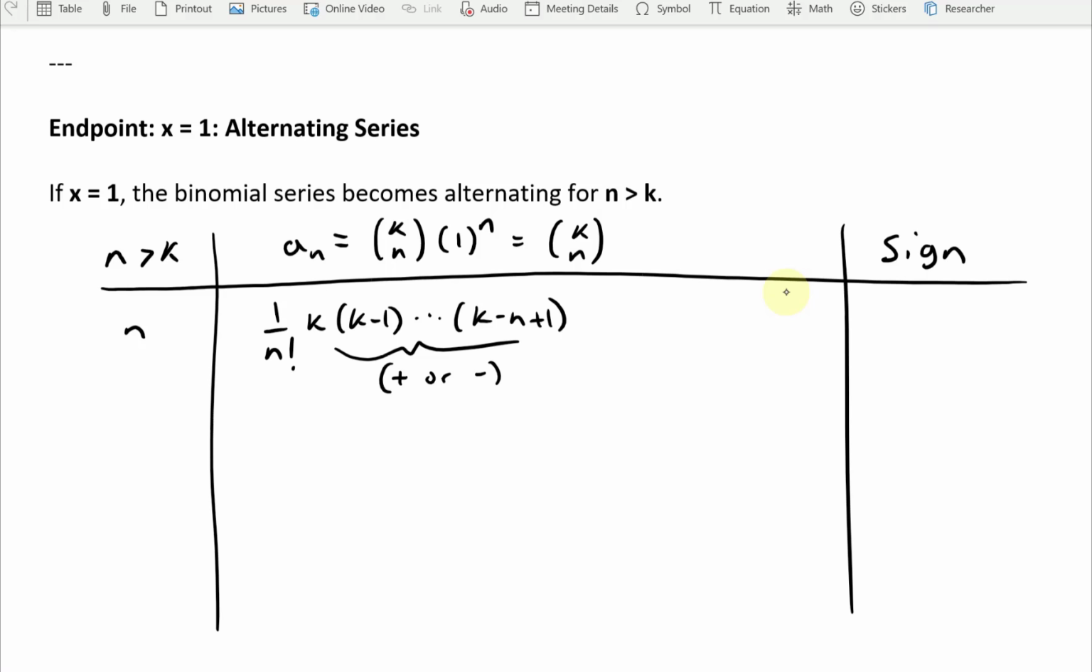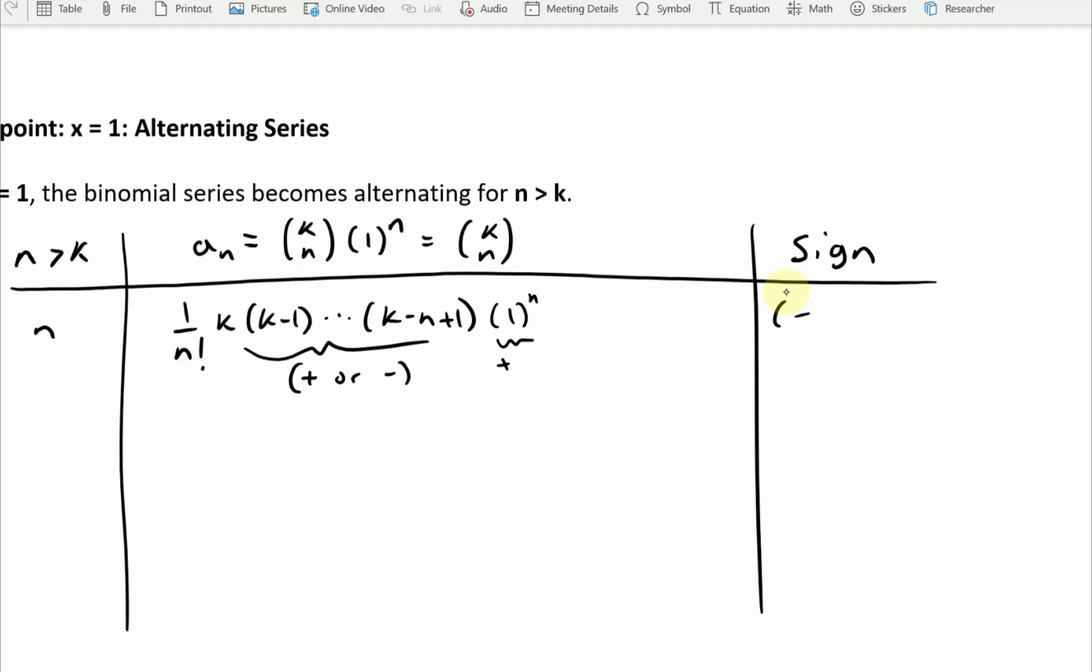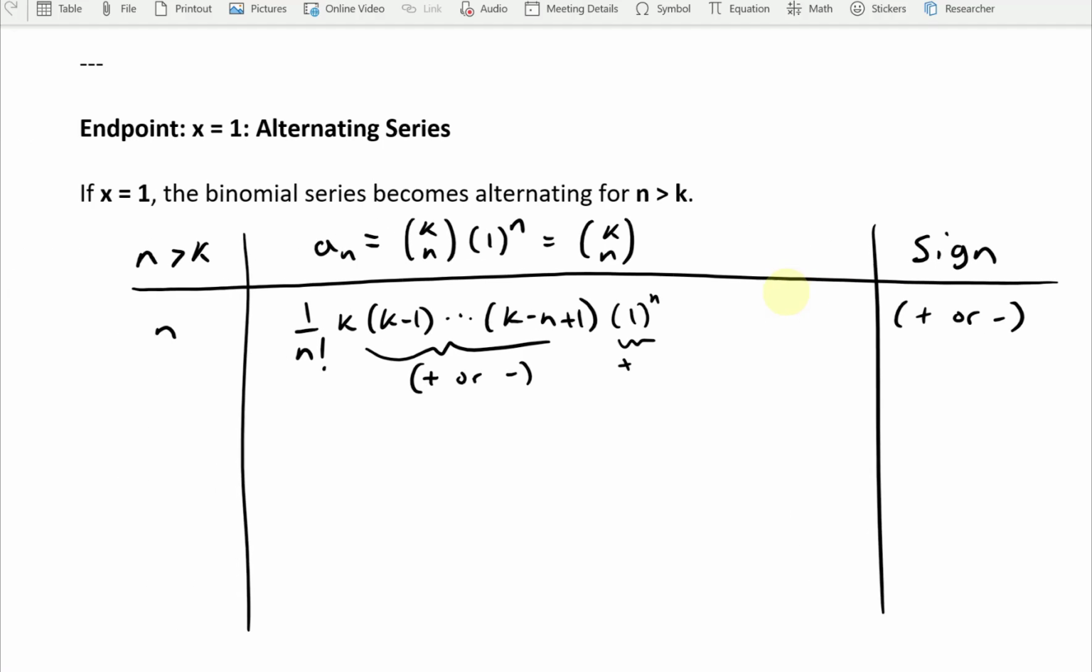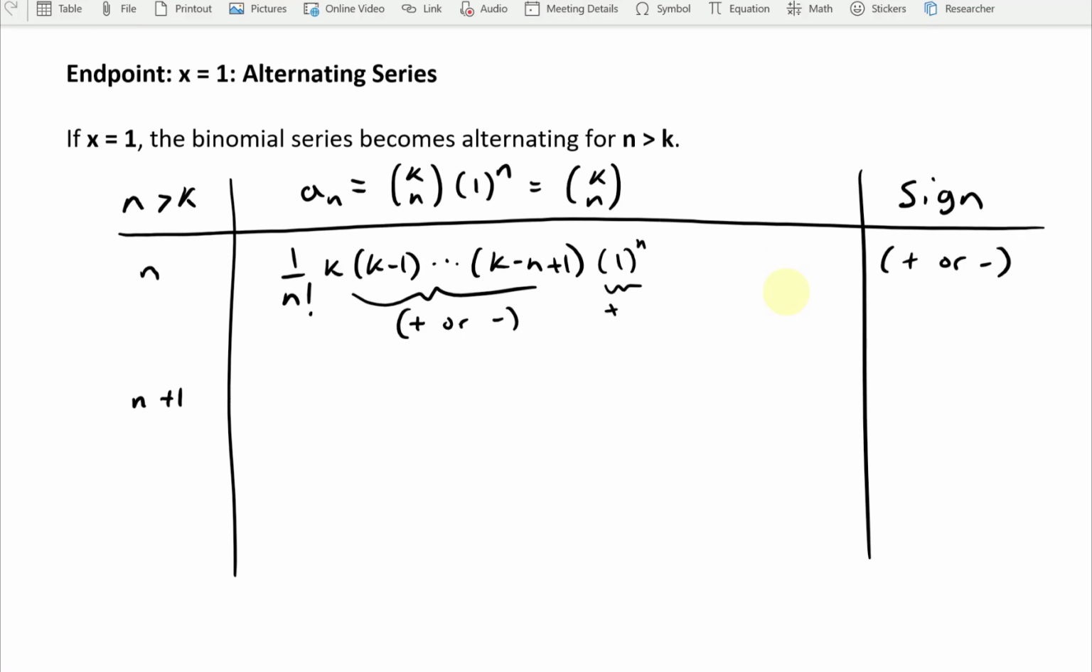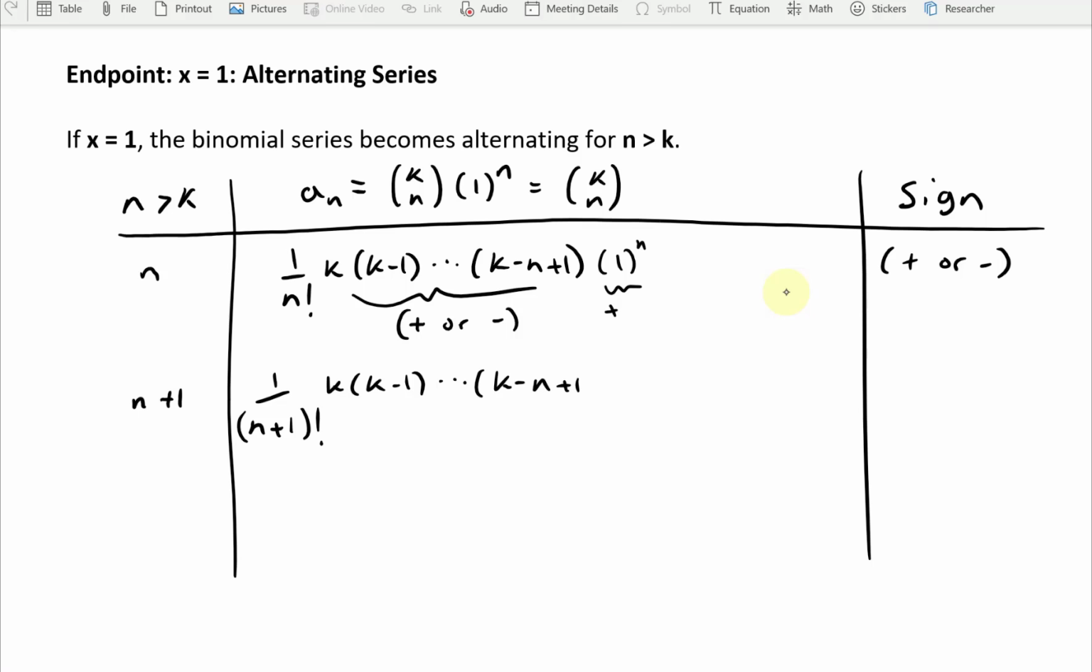And then the next one is, well, we know that it's going to be 1 to the power of n. This is just positive. It's always going to be positive, so it doesn't matter there. So we're just going to put the sign here, plus or minus, like that. Now the next one is going to be n plus 1. So n plus 1 like this. And now it's going to be 1 over n plus 1 factorial. This doesn't change the sign. It's always positive. We're going to have k minus 1 dot dot dot k minus n plus 1. And the next one's going to be k minus n.